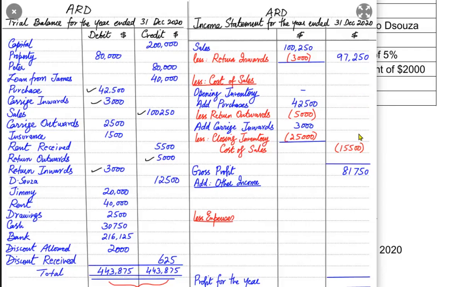Now as you can see, Mr. ARD is enjoying great gross profits. Okay, so the gross profit value is very high. Normally it's not the case in businesses, because there is very much competition out there. Then we have other incomes.